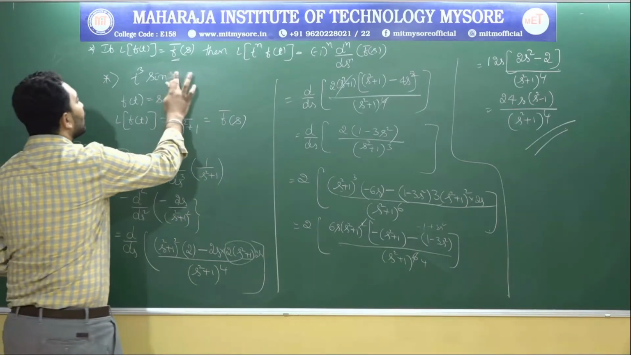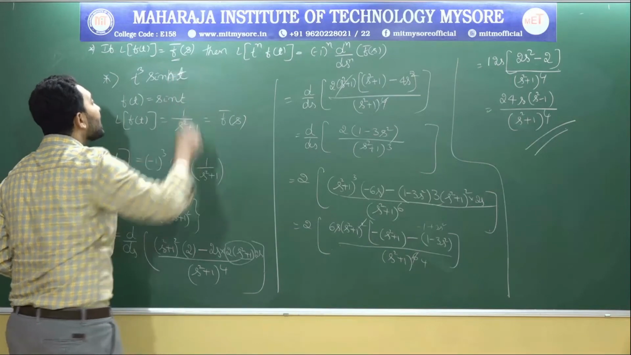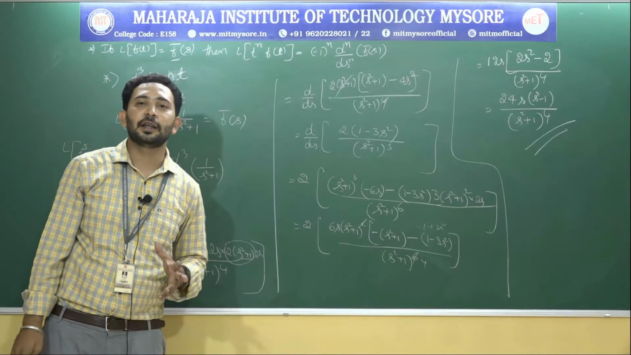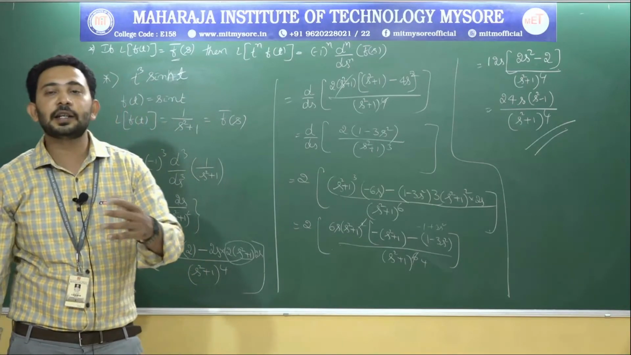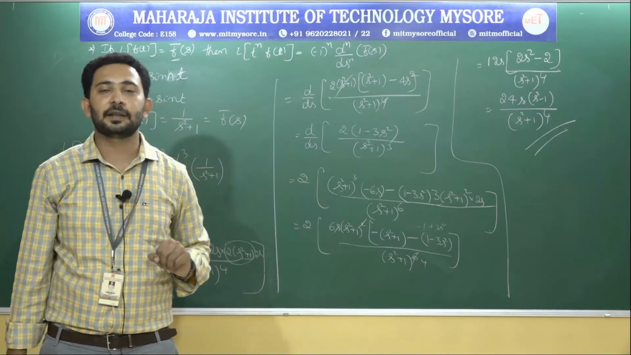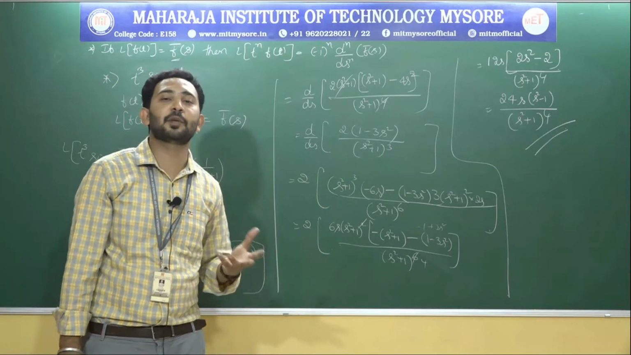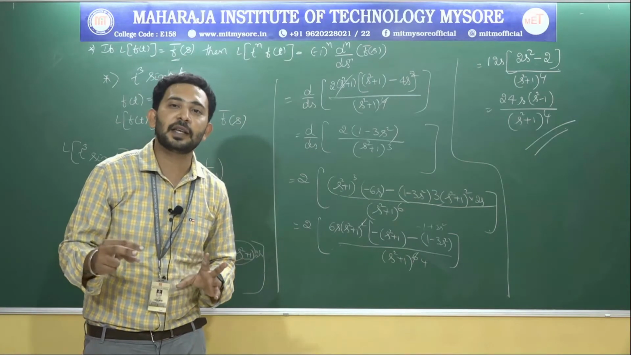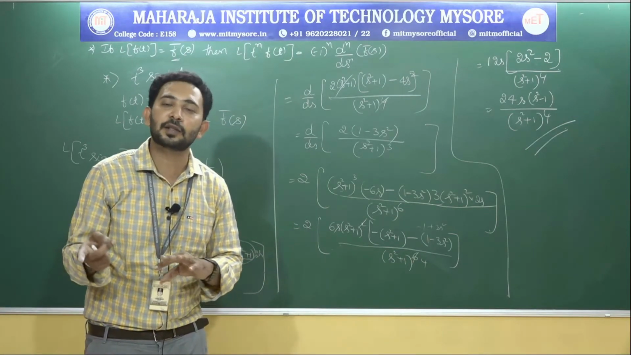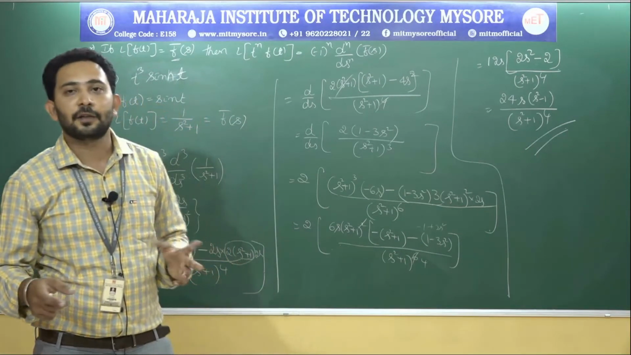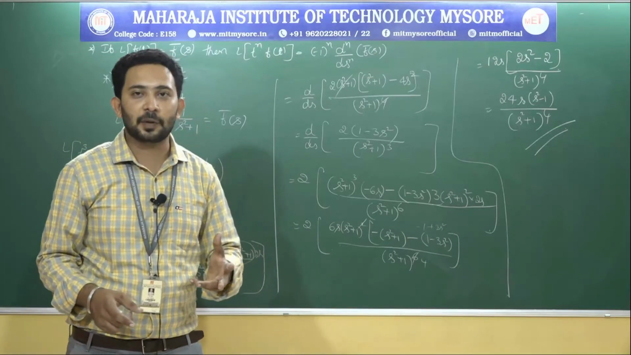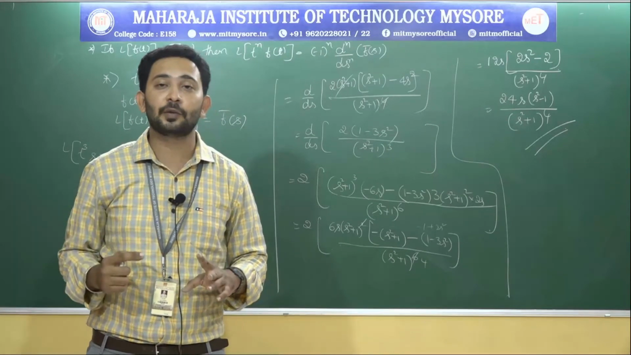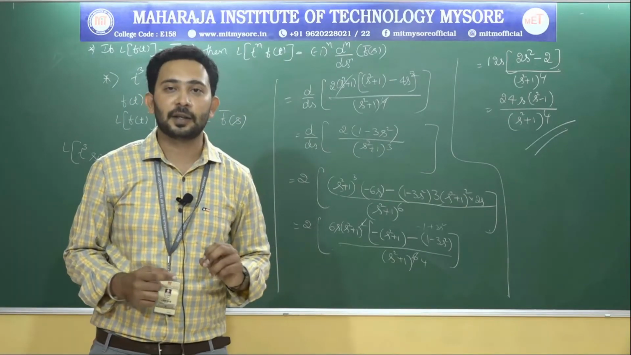If we have t cube into sine hyperbolic t, then we don't need to differentiate this twice, because we can take Laplace of sine hyperbolic t as 1 divided by s square minus 1 also, and we have one more method. If we apply the formula for sine hyperbolic at, that is e power at minus e power minus at divided by 2, then we can simply solve that.